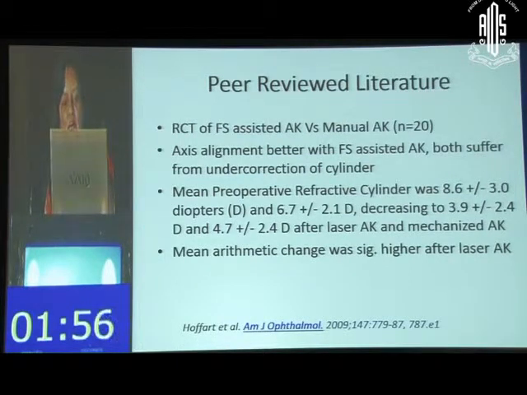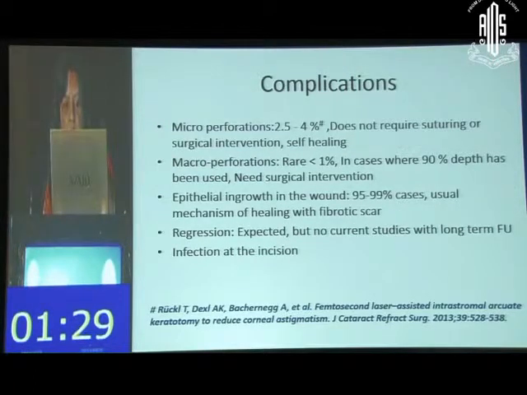And there's only one randomized control trial of femtosecond assisted arcuate keratotomy versus manual arcuate keratotomy, where axis alignment was found to be better with femtosecond assisted arcuate keratotomy. And the mean pre-op refractive cylinder was 8.6 and 6.7, which decreased to 3.9 and 4.7 respectively, and there was no difference in terms of the amount of cylinder that decreased in both the groups. There can be problems also with this, such as microperforations 2.5 to 4%, macroperforations, which is very rare. Then epithelial ingrowth can occur in the wound, but this can occur even with those which are not done with the femtosecond laser. And the regression is something which is expected and which needs to be evaluated over a period of time.